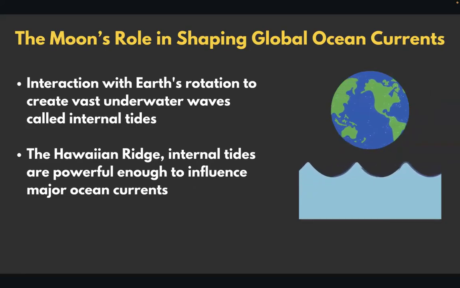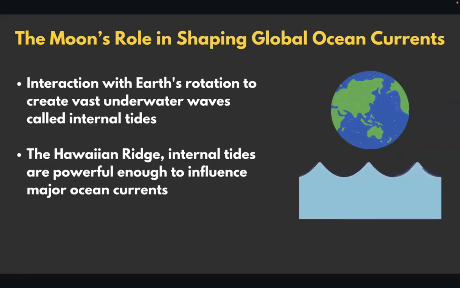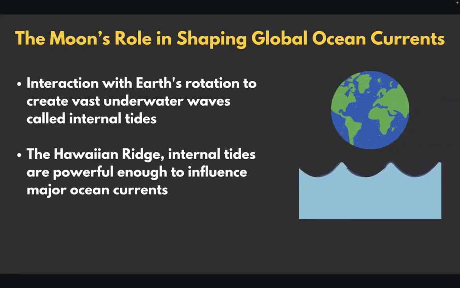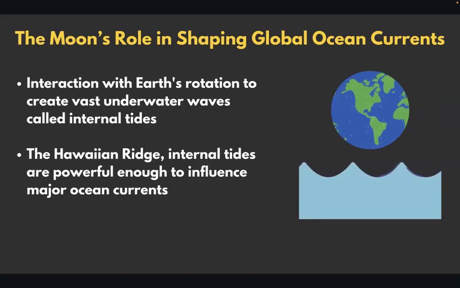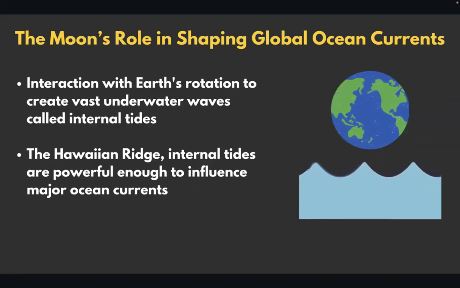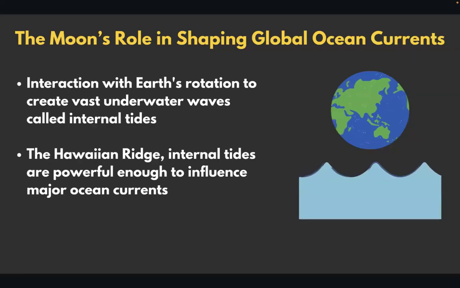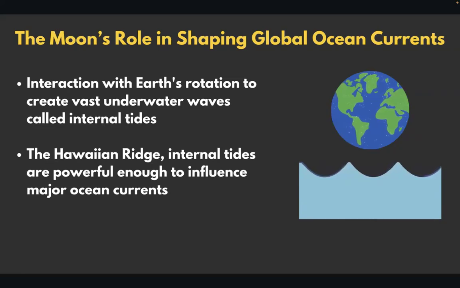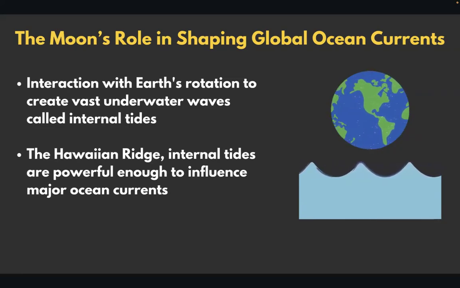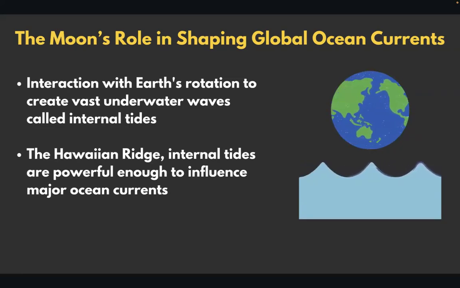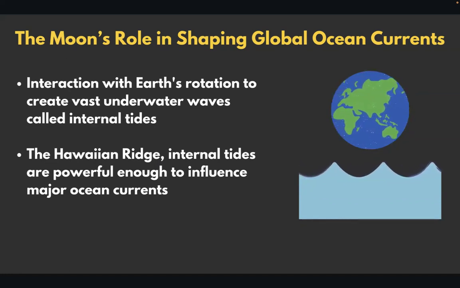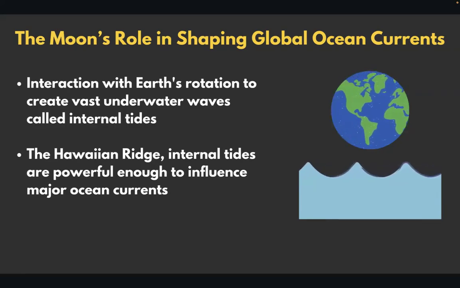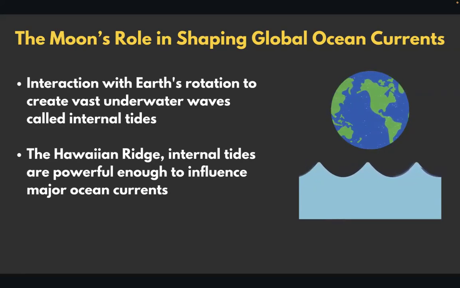Moving on to the moon's role in shaping global ocean currents. We often think that the tides are simply the rise and fall of water near the shore, but the moon's influence also reaches far into the open ocean, subtly shaping global currents. As tidal forces cause water to bounce and shift, they also interact with Earth's rotation and geography to create vast underwater waves called internal tides.